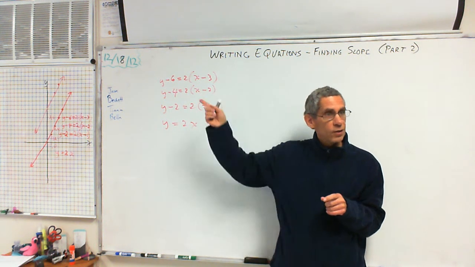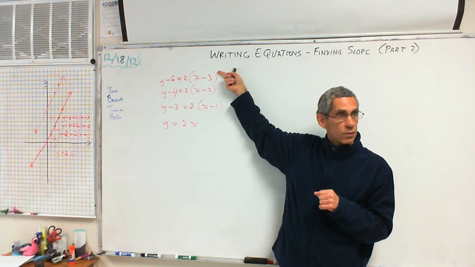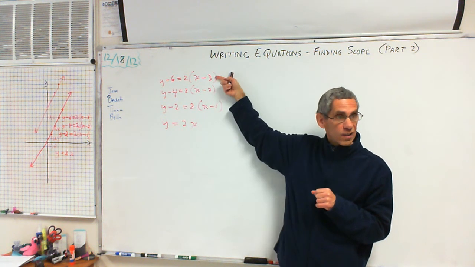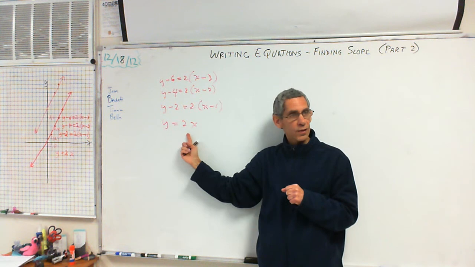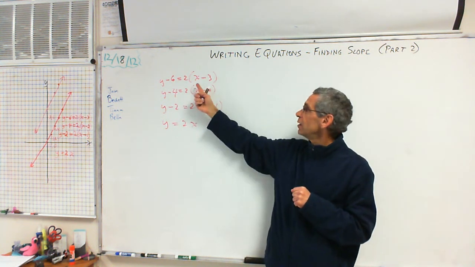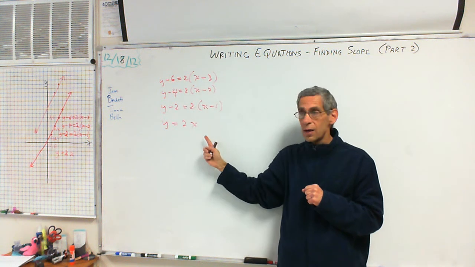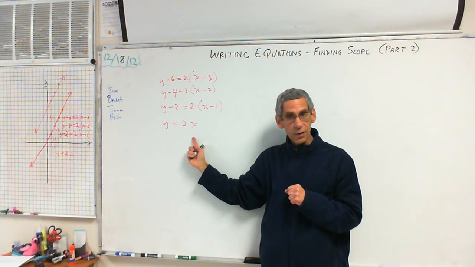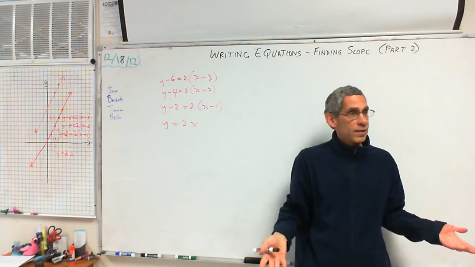We turned it into a different format. This is point slope, we turned it into the other one, slope intercept, y equals mx plus b. If I did my distributive property and solved for y, I would always get y equals 2x for all of these. And then I'd see, oh, they're exactly the same thing.